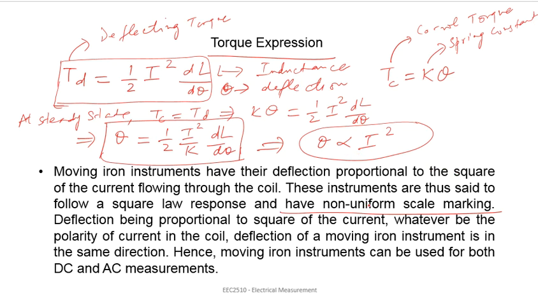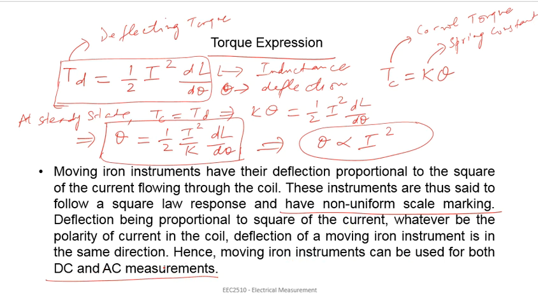The scale is cramped at the lower end, while it is different at the other end. So whatever be the polarity of the current, the deflection will be proportional to the square of the current, that is, the deflection will be in the same direction, and hence this moving iron instrument can be used for both DC as well as AC type of measurement.